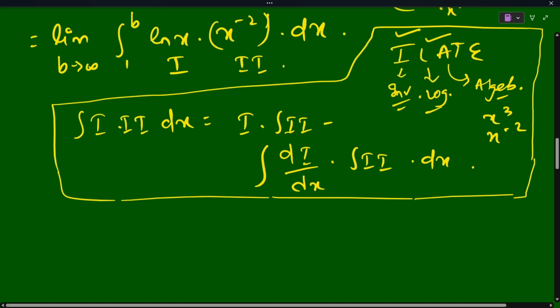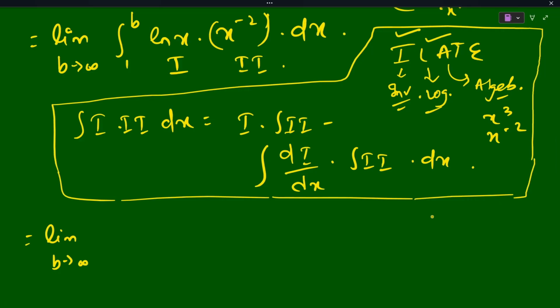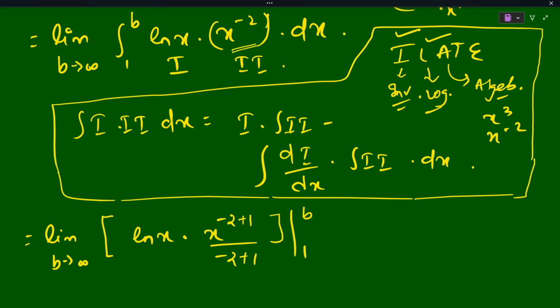Now let's apply this formula. So we know the first function and the second function. We will use the bracket here. Now see what is the first part. It is first into integration of second. So first function is ln x into integration of second, which is x to the power minus 2. So what will be the integration? It would be x to the power minus 2 plus 1 by minus 2 plus 1. Now the limit should be applied here, 1 to b, minus, again there is an integration, so it would be 1 to b.